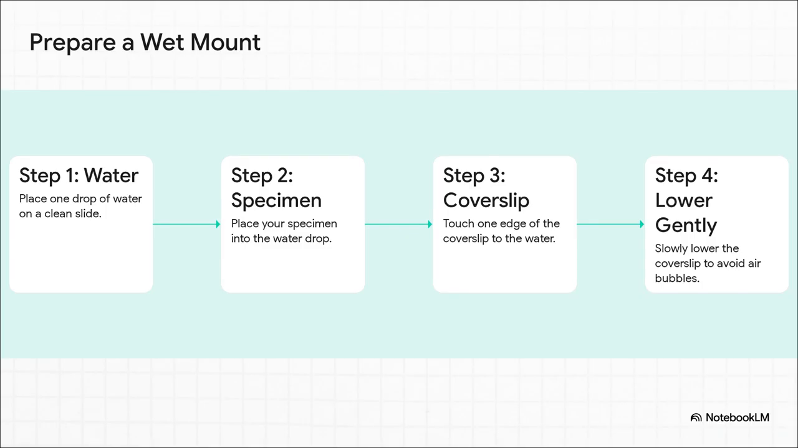Step 1, a single drop of water in the middle of a clean slide. Step 2, put your specimen, like a tiny leaf or some of your own cheek cells, right into that water drop. Now here is the pro move. Take the little plastic cover slip, touch one edge to the water first, and then gently lower it down at an angle. This is the trick to avoid trapping those super annoying air bubbles that can totally ruin your view.